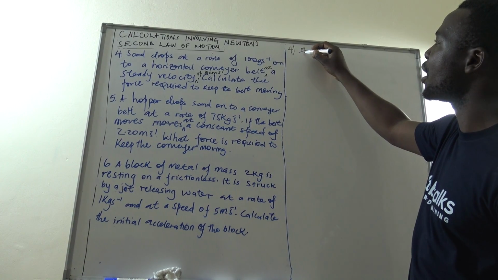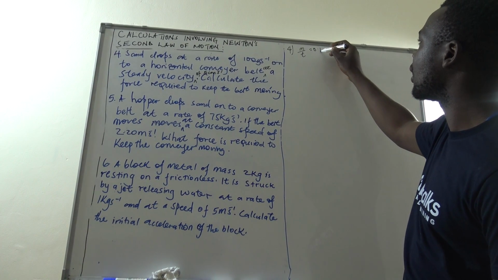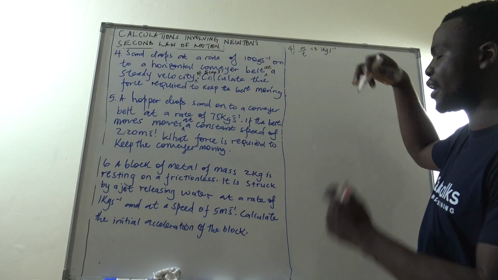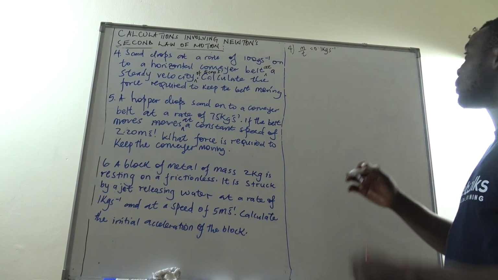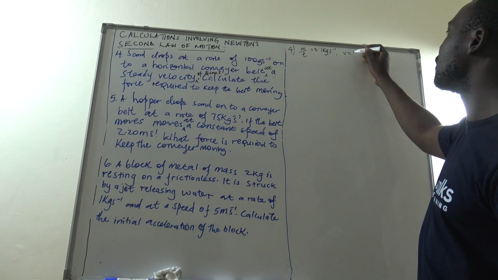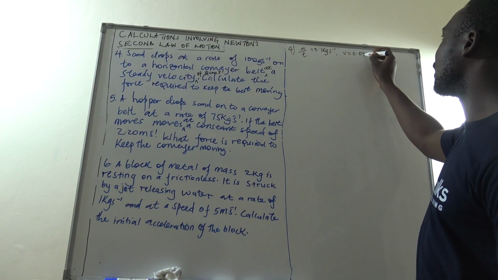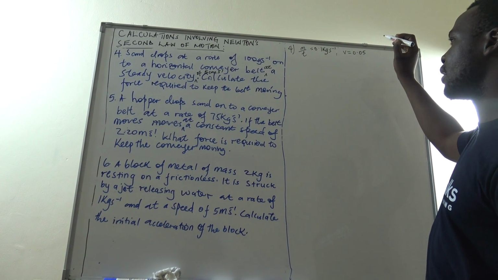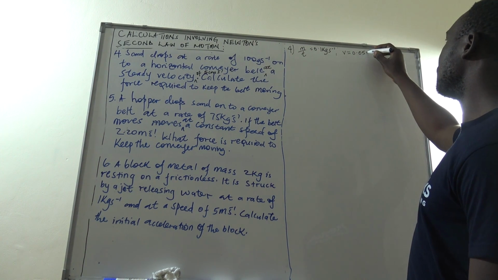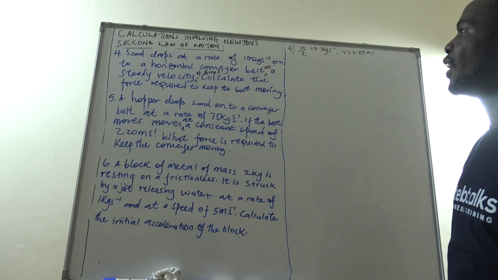From the question, we have the mass rate as 100 grams per second, but we prefer to have our things in SI units, which will be 100 divided by 1000. That gives us 0.1 kilograms per second. Then we have the velocity u as 5 centimeters per second. This one we shall also divide by 100 to get 0.05 meters per second. Now let us try to analyze this question.